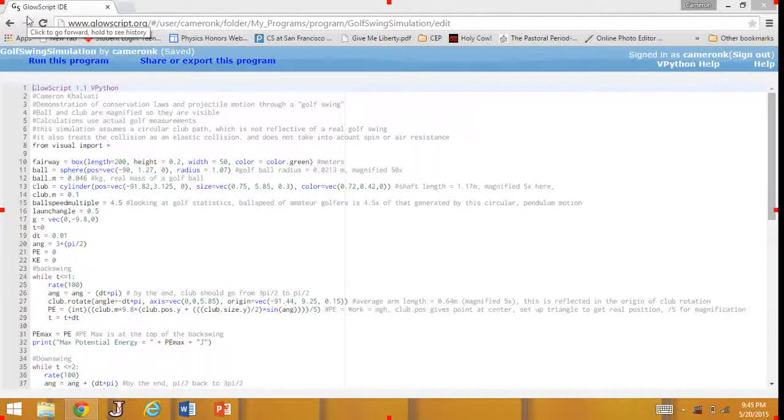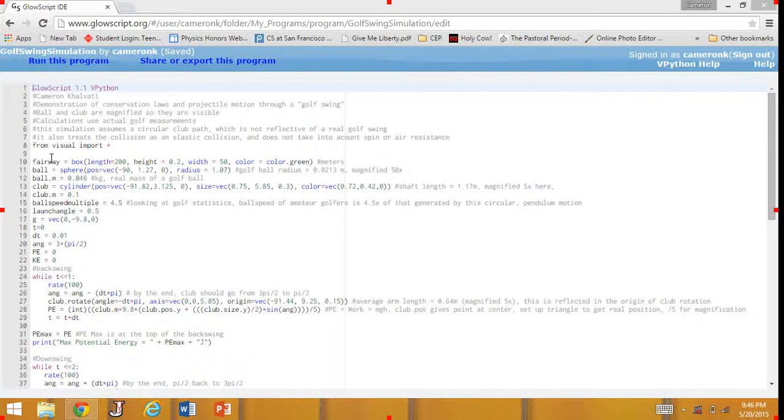For my Visual Python project, I created a simulation of a golf swing that demonstrates conservation laws and projectile motion. The simulation assumes a circular club path, which is not reflective of a real golf swing, and it treats the collision between the ball and the club as an elastic collision.